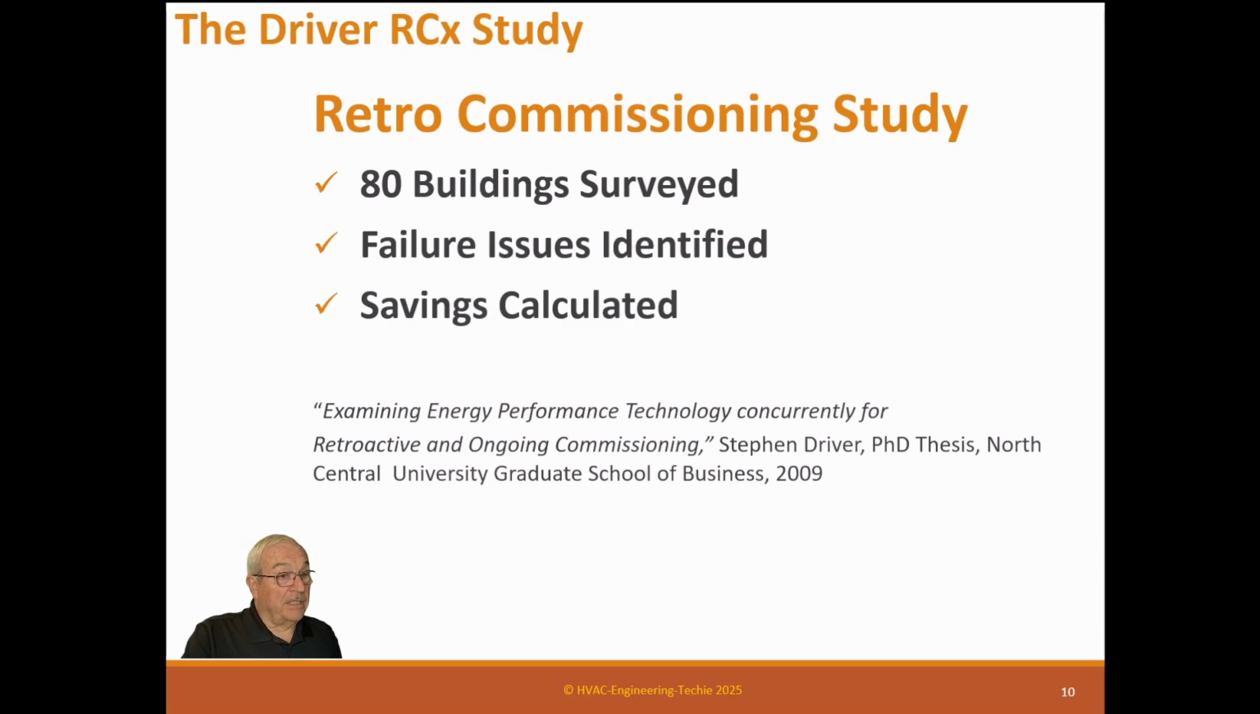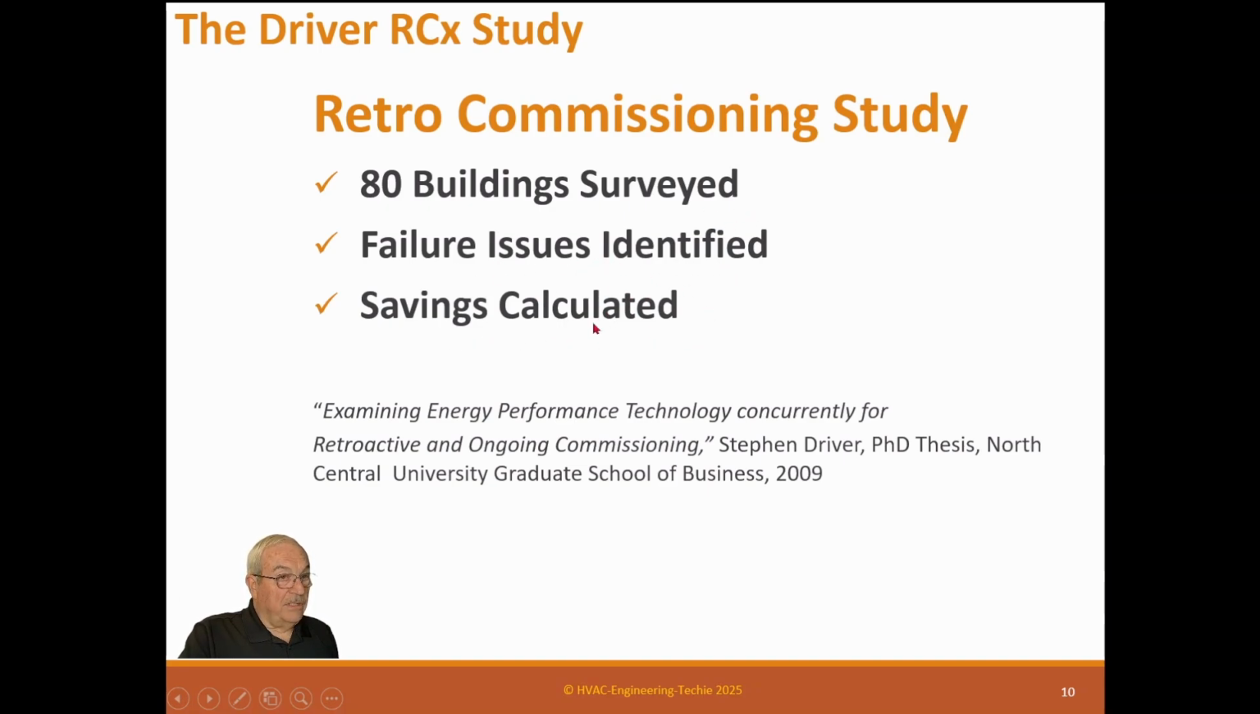Because they probably didn't. They probably just used a standard process of audit and checking on things and just looking. And that, unfortunately, is okay. That works, but you don't find everything because you don't have a holistic process that looks at everything. You find an issue, you try to follow that issue, and that's okay again, but it's not complete enough. And this was done in 2009, so it's a little old. There were 80 buildings surveyed. That surveyed is the key. Failure issues were identified and savings calculated.